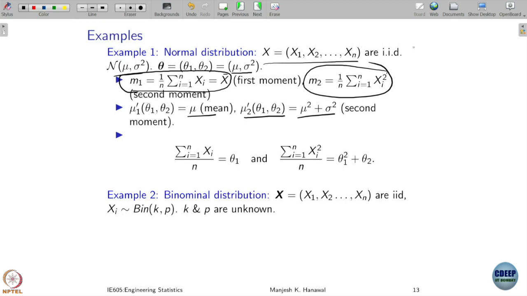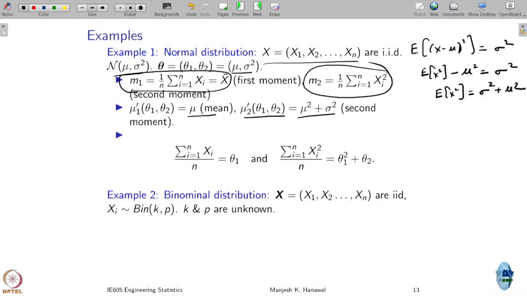Why is that? Because we know that the expectation of (x minus mu) whole square equals sigma square, but this is nothing but the expectation of x square, minus mu square. You can simplify this. So the expectation of x square is simply sigma square plus mu square. The true second moment is going to be mu square plus sigma square. Now I have two equations.